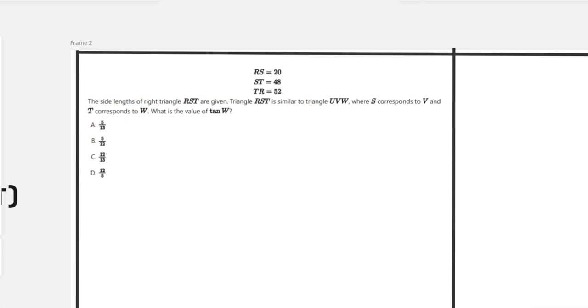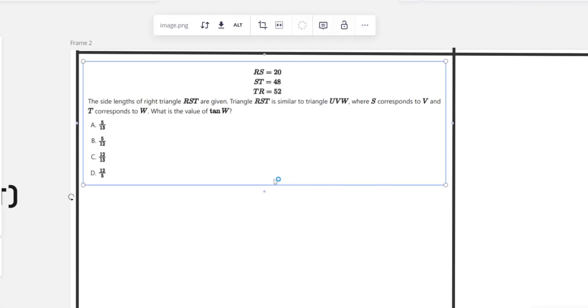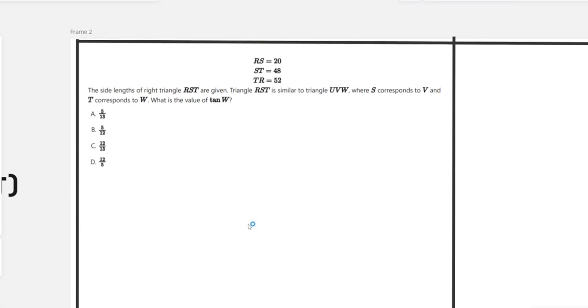This one says that side lengths of triangle RST are given. Triangle RST is similar to triangle UWV, where S corresponds to V and T corresponds to W. What is the value of tan W? Well, this one's not too bad at all, actually. We do have to note a few things, though.